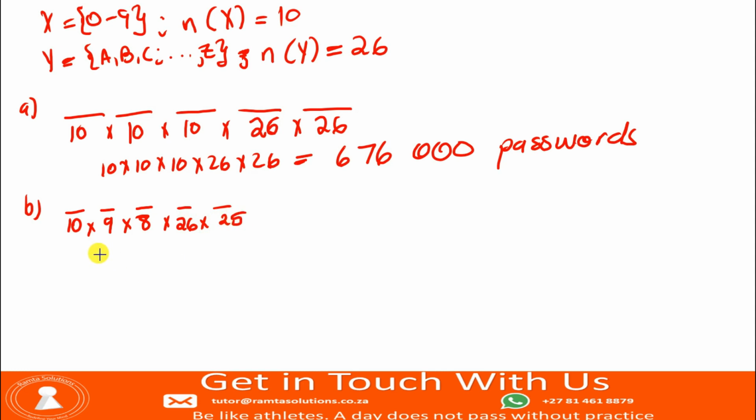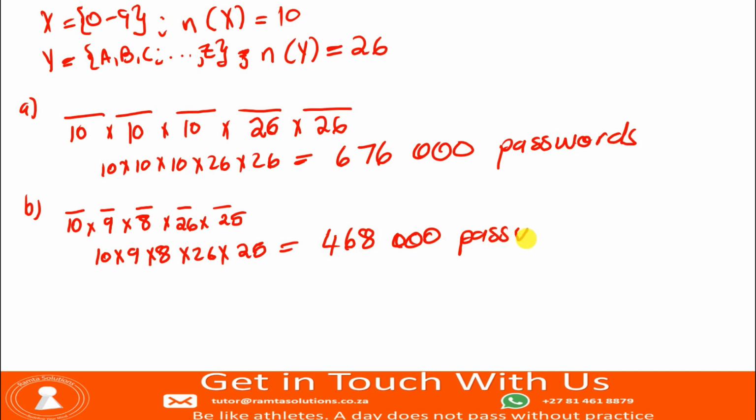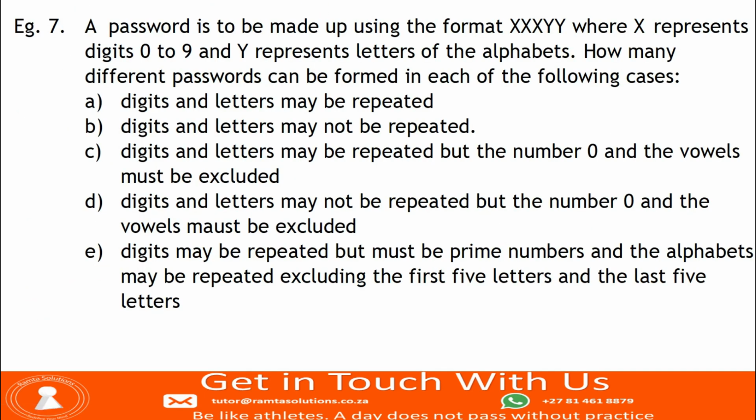So what do we have? 10 times 9 times 8 times 26 times 25. So how many passwords can we form if this is the procedure that we should follow? Here we will have 468,000 passwords. Okay? Perfect.